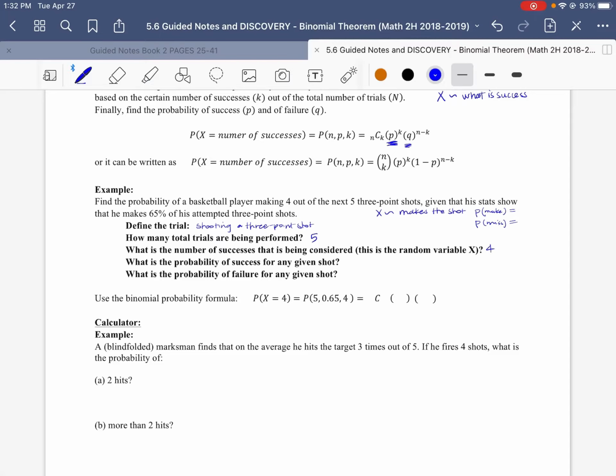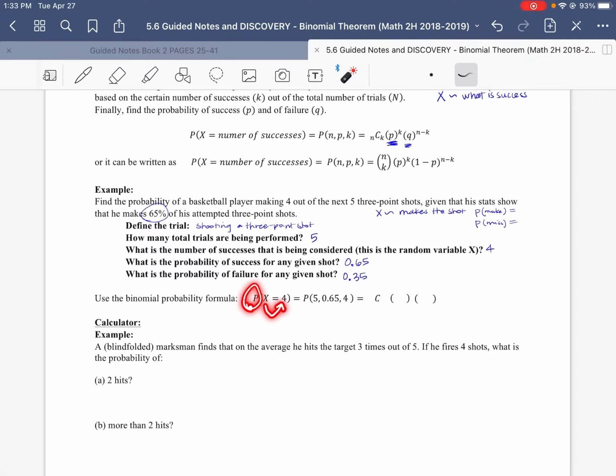Then it asks, what's the probability of success for any given shot? Well, if he makes 65% of his shots, then the probability of success is 0.65. And that means he must miss the other 35% of the time. Then it says use the binomial probability formula. Okay, so again, this is how we write it.